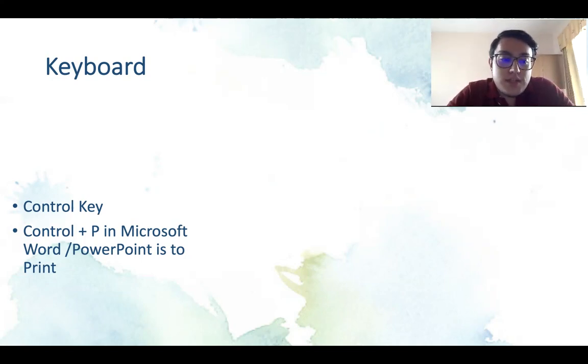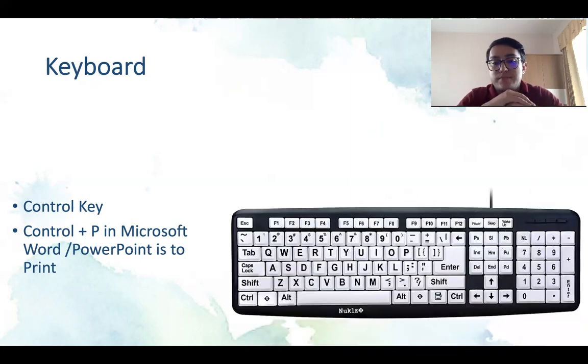Let's continue. What does Control and P do? Pressing Control P, you will get to print. It helps you to print. It opens up a window that makes you print. So on your keyboard, you have to press and hold Control and press P. All right, Control P.